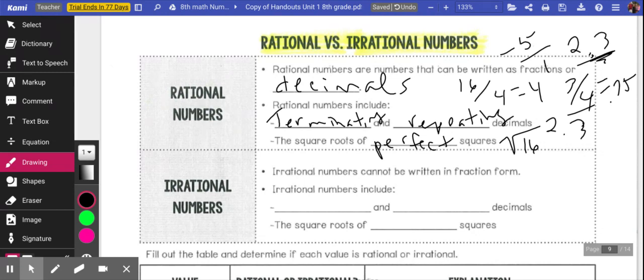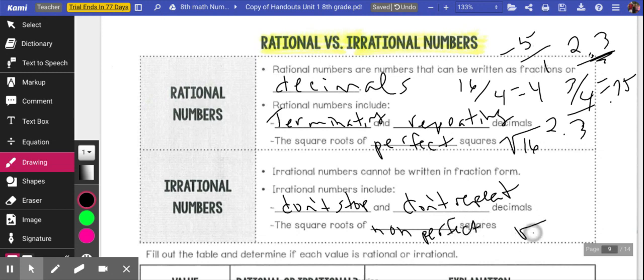Okay, irrational numbers cannot be written in fraction form. So irrational numbers would include just the opposite. They don't stop and they don't repeat. They would also be the square roots that are non-perfect. So, for example, the square root of 17.